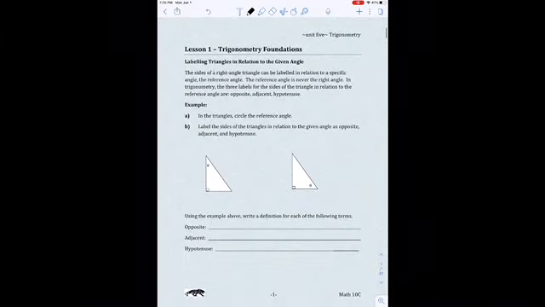It's called Trigonometry Foundations, labeling triangles in relation to the given angle. The given angle is called the reference angle, okay? And we'll look at that in detail down below. It says the sides of a right angle triangle can be labeled in relation to a specific angle, the reference angle, the given angle. The reference angle is never the right angle. In trigonometry, the 3 labels that we give for sides of a triangle are opposite, adjacent, and hypotenuse, okay? Opposite, adjacent, and hypotenuse.